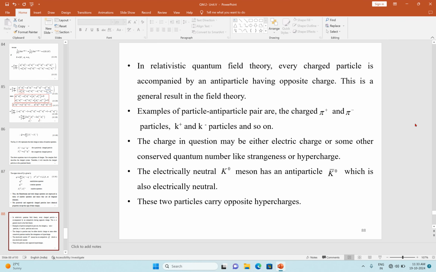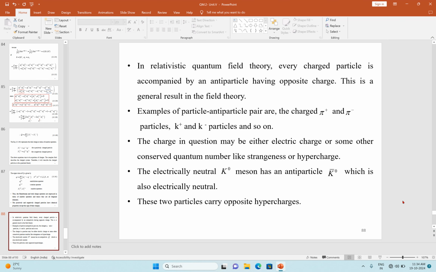So to conclude, in relativistic quantum field theory, every charged particle is accompanied by an antiparticle having opposite charge. This is a general result in field theory. Examples of particle-antiparticle pairs are the charged pi plus and pi minus particles, K plus and K minus particles, and so on. The charge in question may be either electric charge or some other conserved quantum number like strangeness or hypercharge. The electrically neutral K0 meson has an antiparticle K bar naught, which is also electrically neutral. So these two particles carry opposite hypercharges.